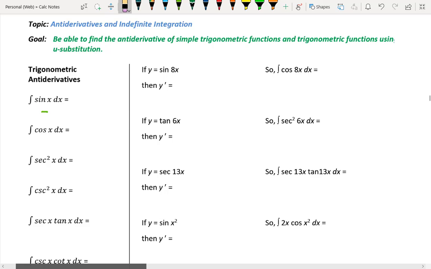All right, let's try this again. So this would be negative cosine x plus c.